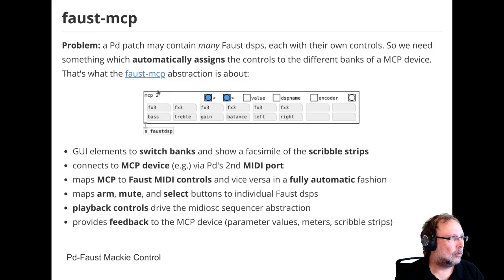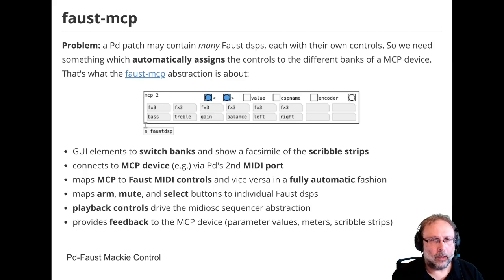I've chosen port 2 here. So the MCP device then needs to be connected to that second MIDI port of PD. And incoming data is then mapped to the Faust MIDI controls and vice versa. All this happens fully automatically.